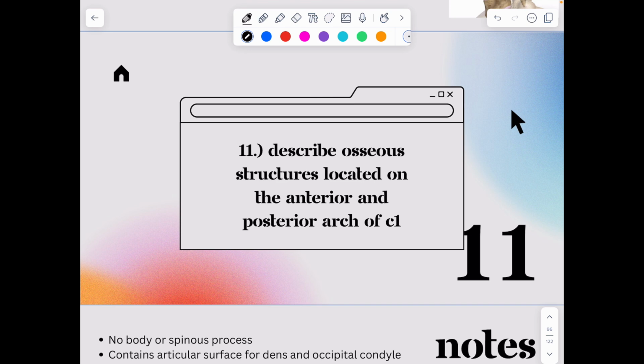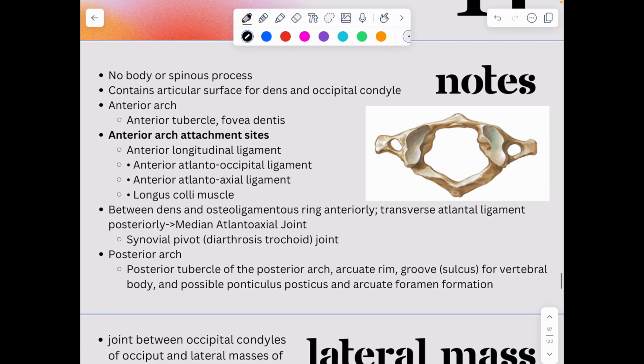Number 11, describe osseous structures located on the anterior and posterior arch of C1. So C1, there's no body or spinous process. It contains articular surfaces for the dens and the occipital condyle. Dens, it's going to go right there, and then the occipital condyles are going to articulate right there. The anterior arch, we have the anterior tubercle and the fovea dentis.